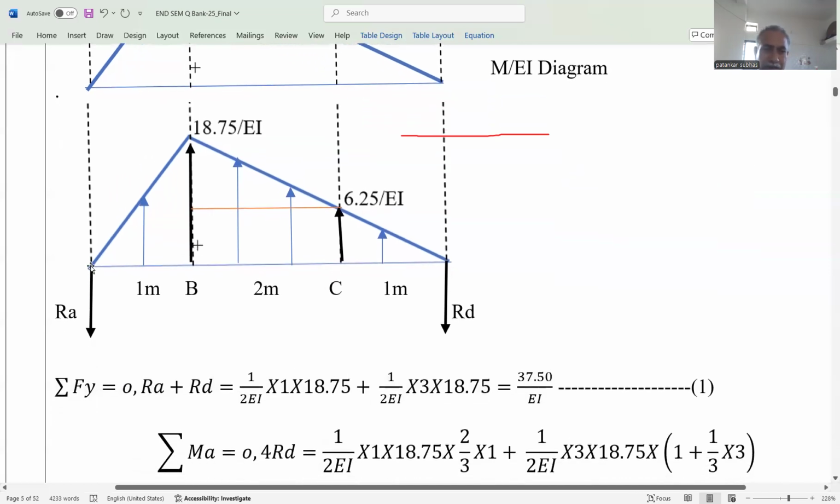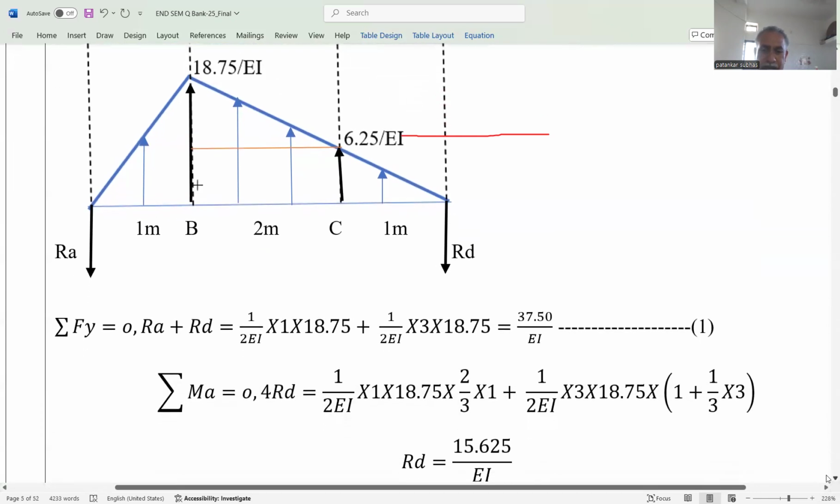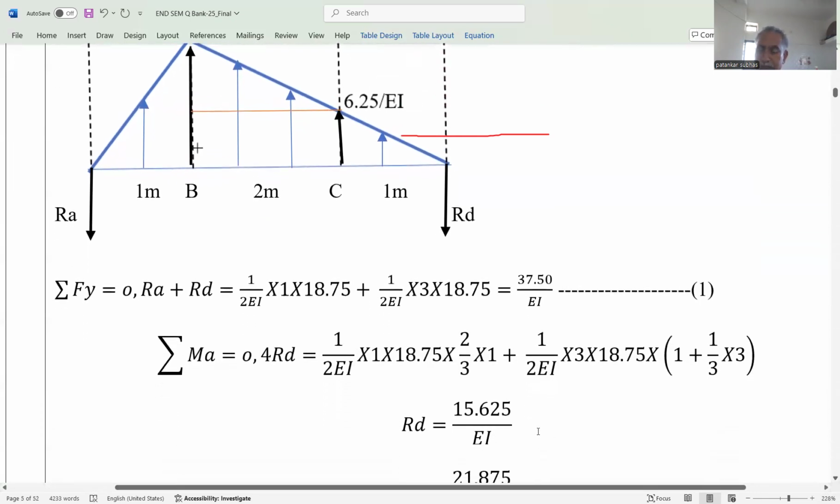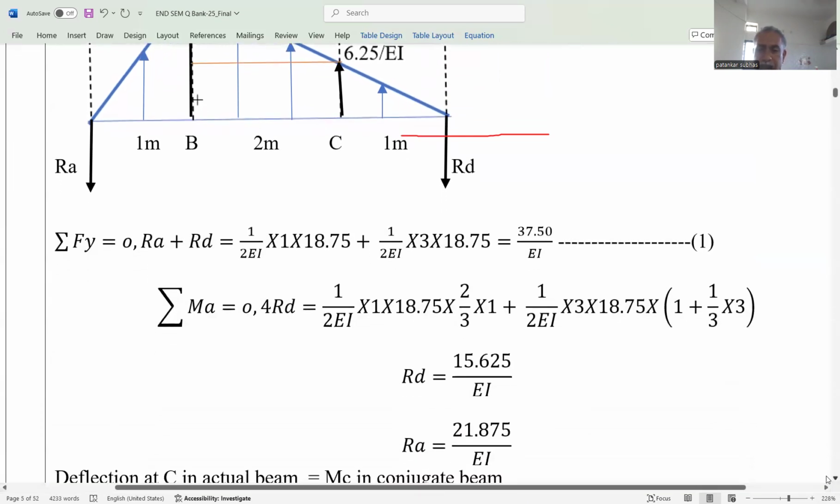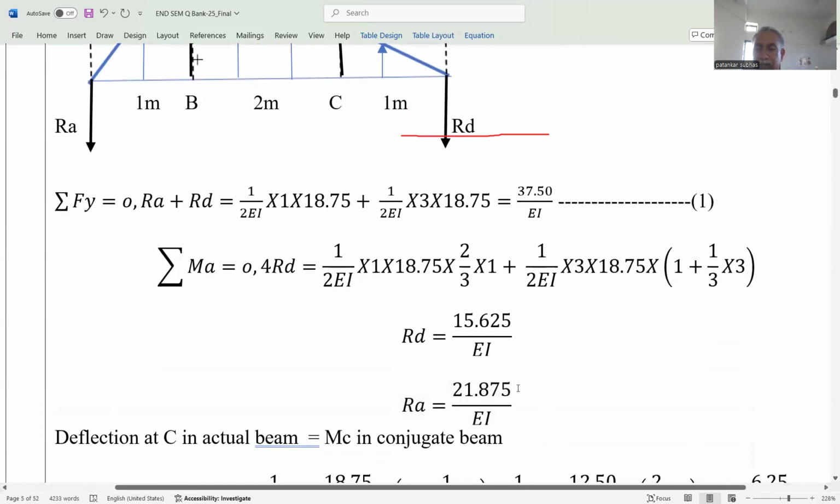Similarly, taking moment at point A, the moment of RA about the same point is equal to 0. The moment of RD is RD multiplied by 3 plus 2 plus 1 plus 1, that is 4. So 4 RD is equal to the area of this triangle multiplied by its centroidal distance, CG distance, that gives the moment. In this way, we get the value of RD, which is 15.625 divided by EI. Put this value in equation number 1, and we get the value of RA, which is 21.875 divided by EI.